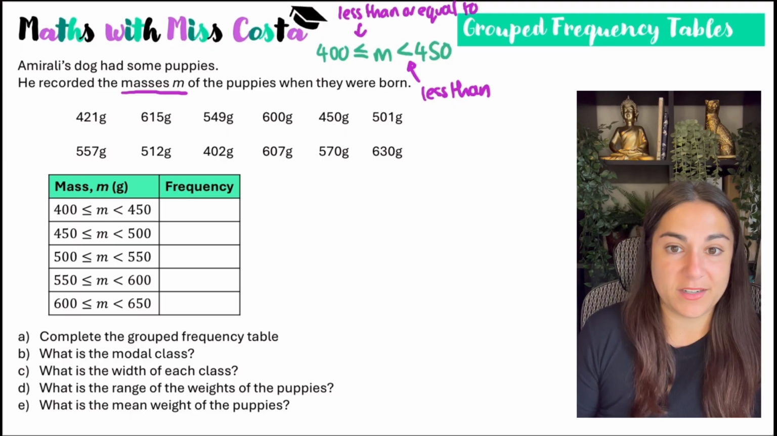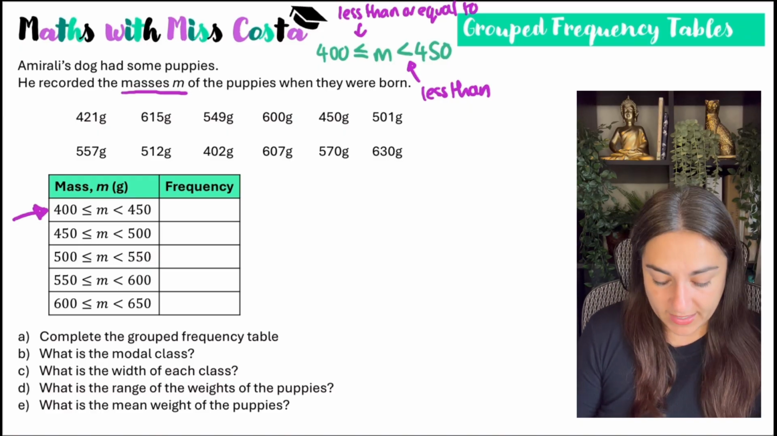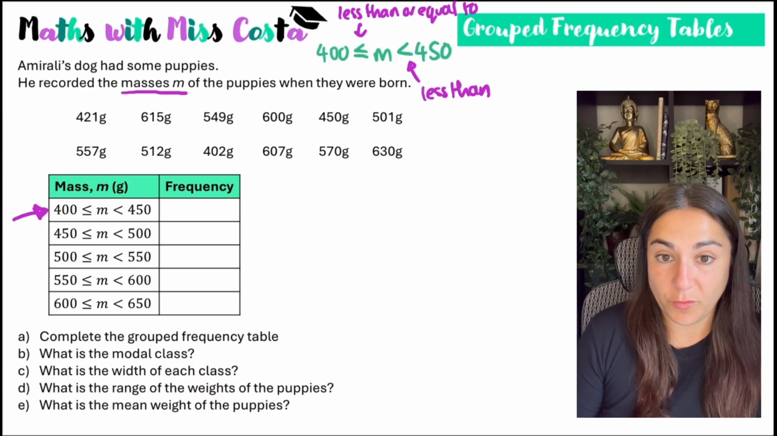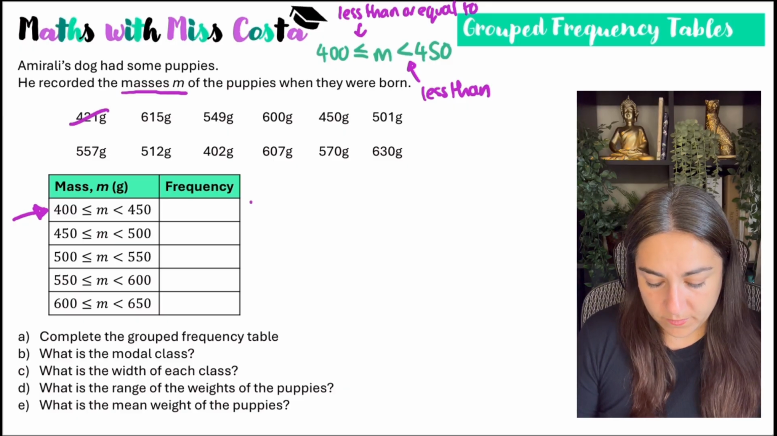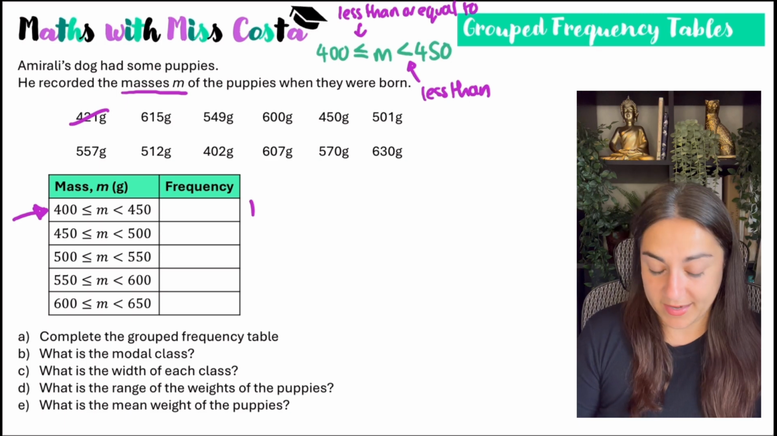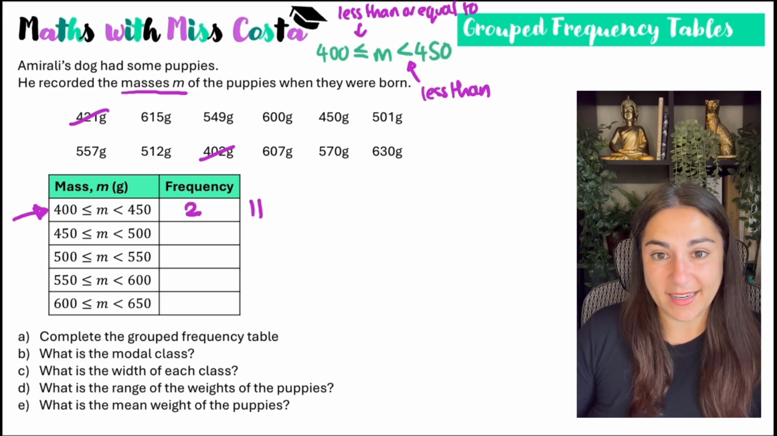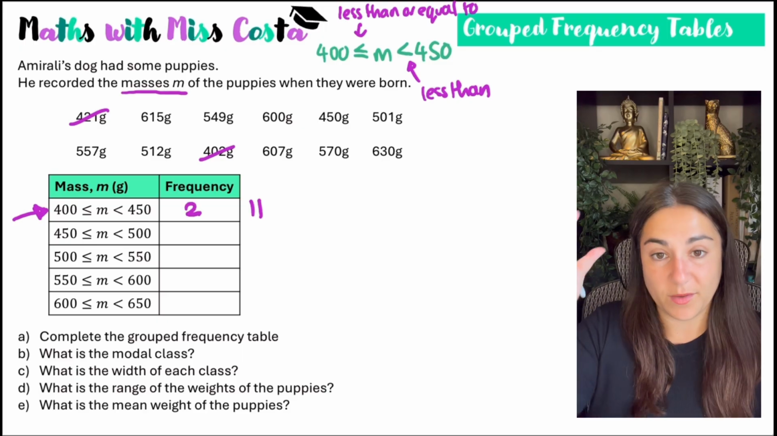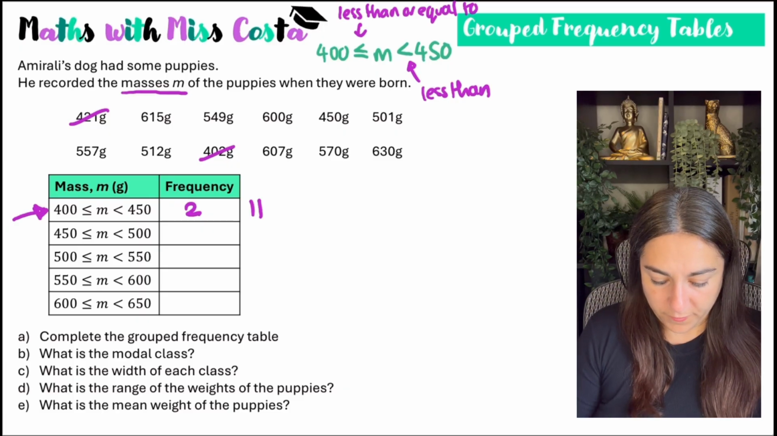So the first thing I'm going to do is look for all the puppies that had a weight between 400 and less than 450. So 421 fits in that. 450, no, because that will be in the next one. And then 402. So that is 2 puppies. So it's good to keep a tally and then put the frequency in, just so that it reduces your working memory.